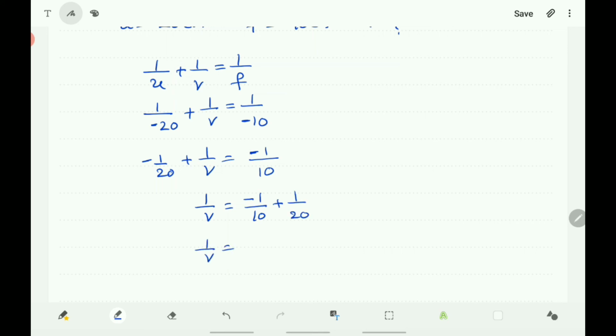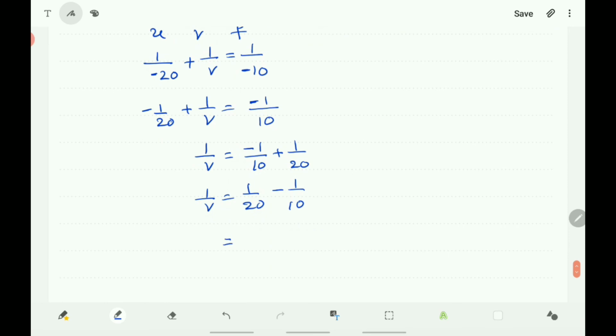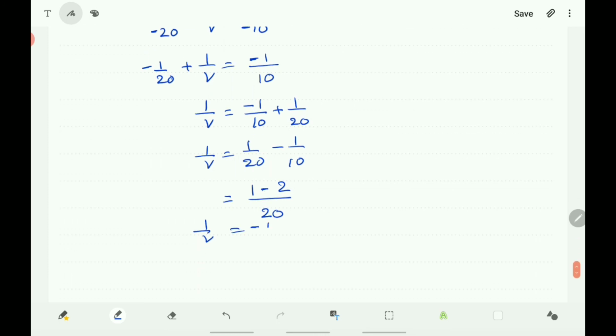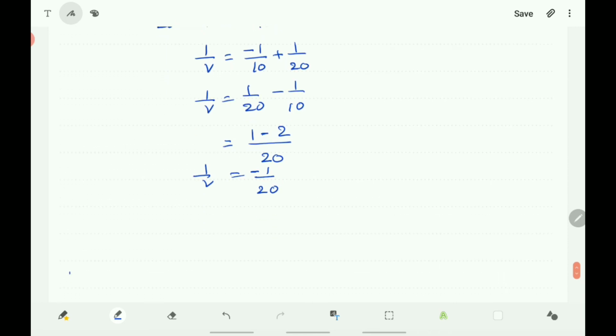So 1 by v is equals to, you take 1 by 20 minus 1 by 10 for your convenience. Then here the LCM of 20 and 10 is 20 only, because you know that 20 is in the table of 10. 10 2s are 20, so 20 becomes the LCM. 20 1s are 20, 1 1s are 1, minus 10 2s are 20, 1 2s are 2. So 1 by v is equals to minus 1 by 20. Then v is equals to minus 20.